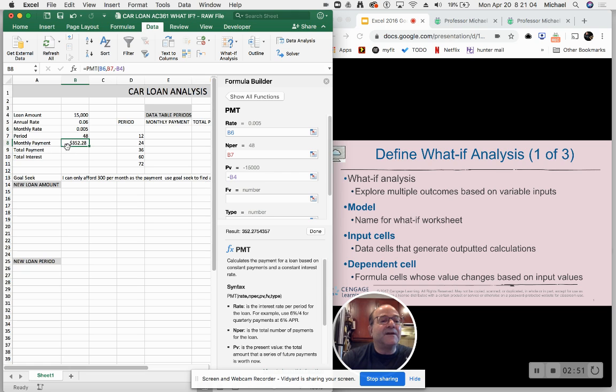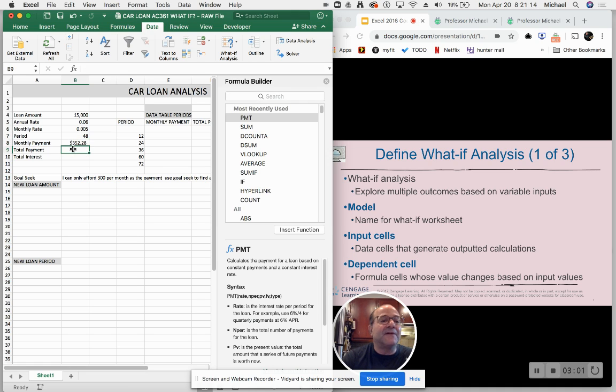So now we can figure out what the total payment is. If we're making 48 payments of $352.28, we can multiply that and see what the total payment over the life of the loan is going to be. So let's do the product there, and I'm going to do the period multiplied by the monthly payment, and lo and behold, there's our total payout, which is going to be $16,909.22.